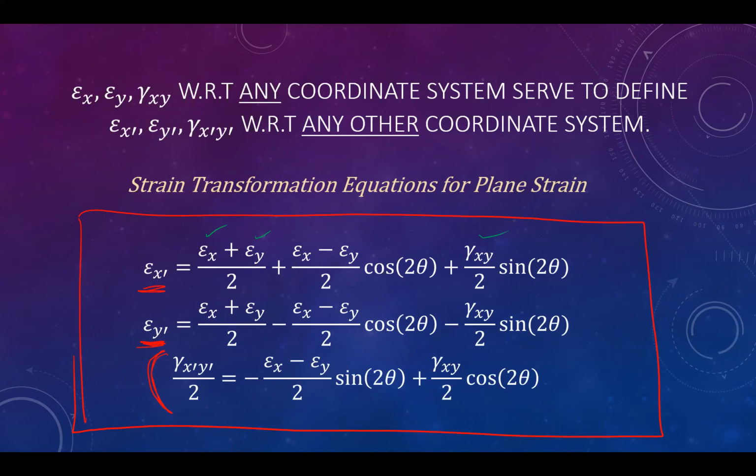Anytime we had a normal stress, sigma x, we now have a normal strain, epsilon x. And anytime we had a normal stress, sigma y, we now have a normal strain, epsilon y. And anytime we had tau xy for a shear stress, we are now replacing that with gamma xy over 2.